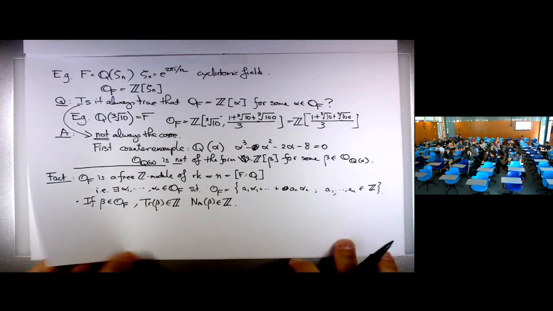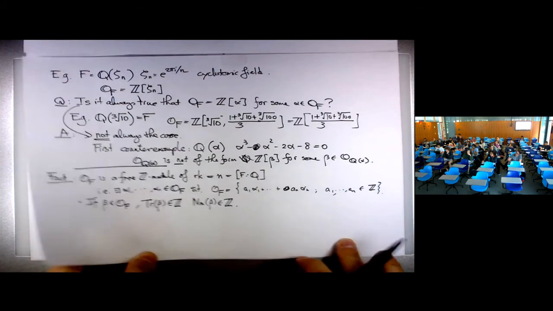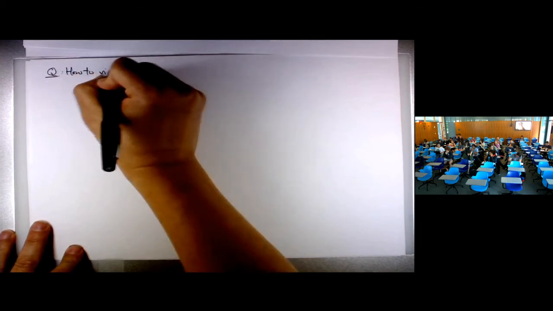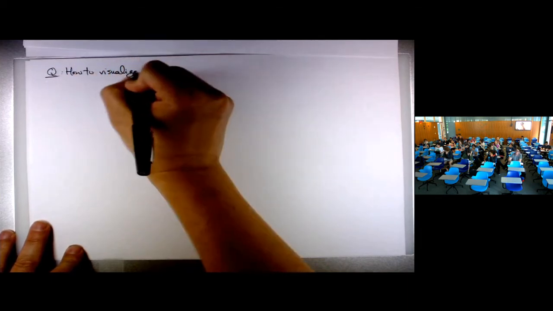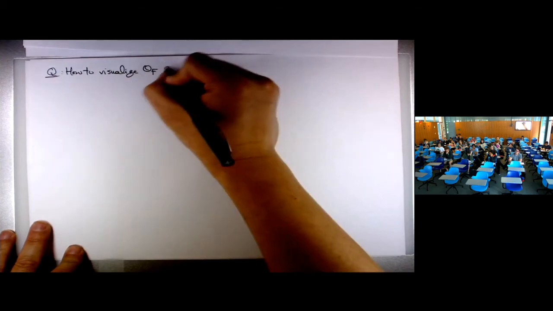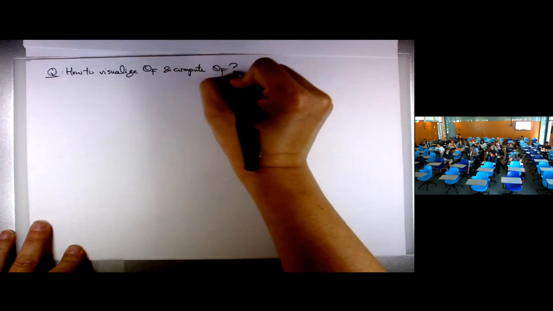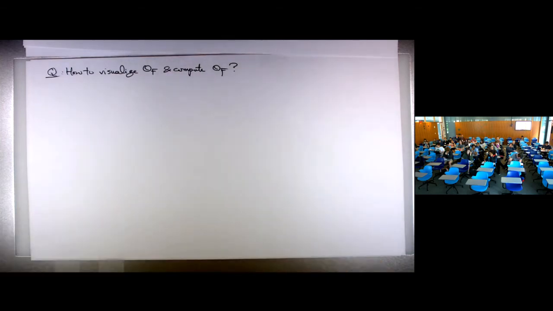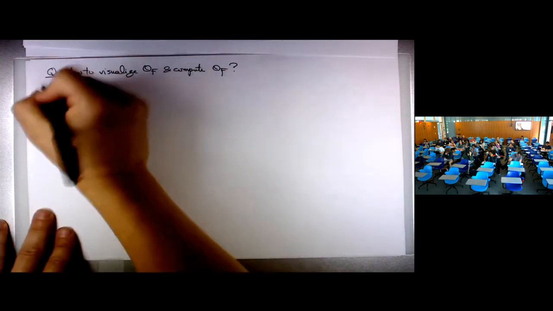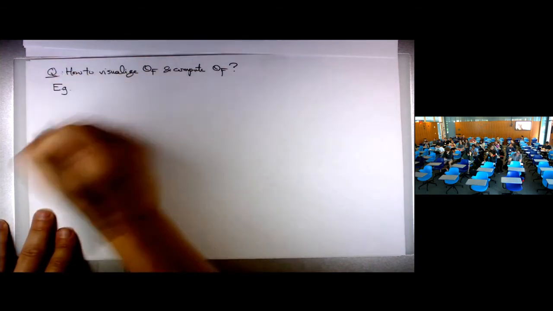We talk about how to visualize these OFs, and how to compute OF. In some cases, not all the cases. I just give you some sense of how this works. So let me start by talking about this with an example.